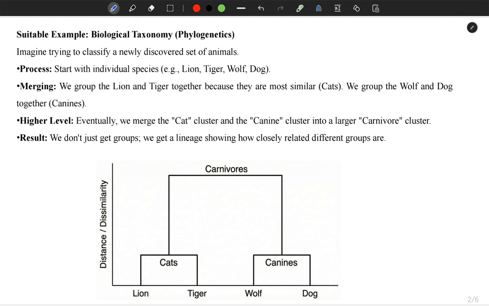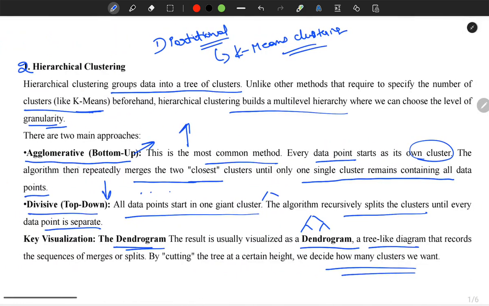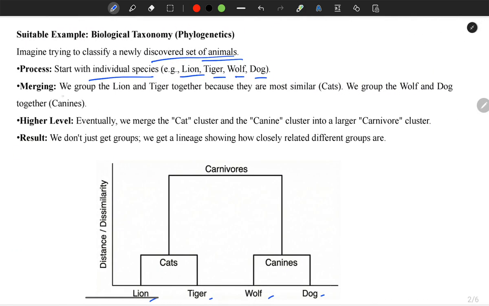Just to take one very simple example, imagine trying to classify a newly discovered set of animals. Initially we start with individual species, for example lion, tiger, wolf, and dog. This is the bottom-up approach that I discussed, the agglomerative. So that is where we merge.